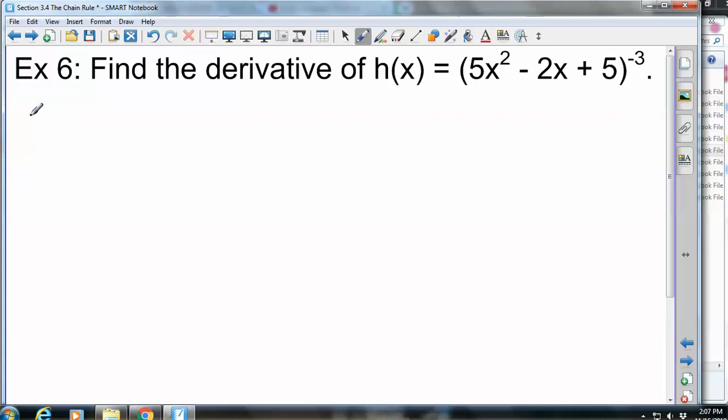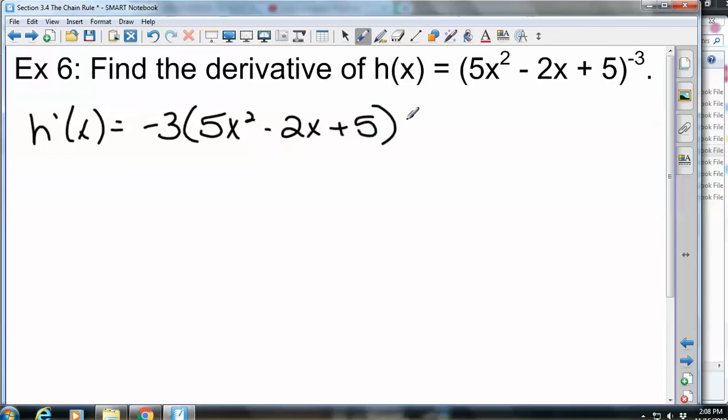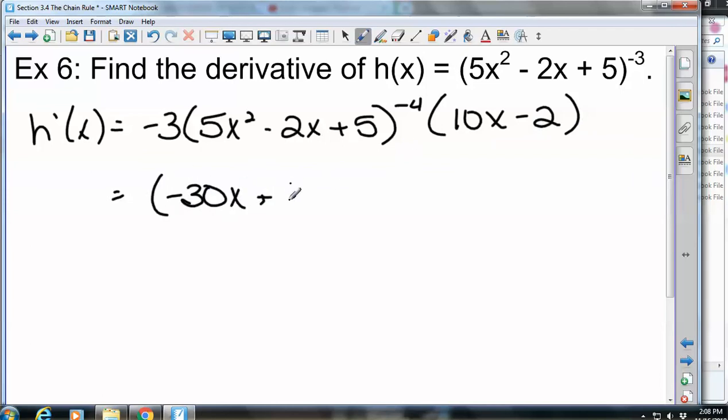6. So you bring down the -3. Inside stays the same. What's your new exponent? Good. Derivative of the inside? 10x minus 2. As far as simplifying from here, you could leave it like this. If you wanted, you could distribute the 3 through the second parenthesis and make it -30x plus 6. Certainly not necessary. So either of those versions of the answer would be okay.